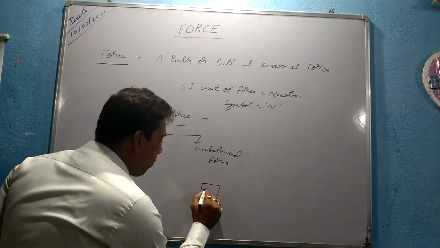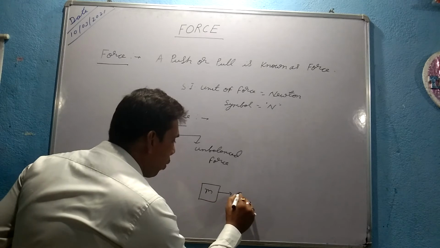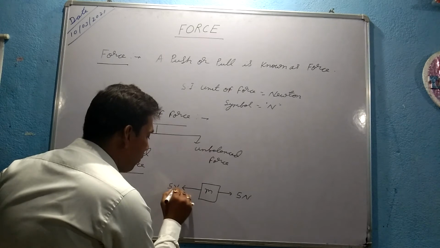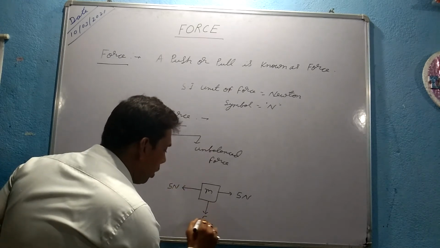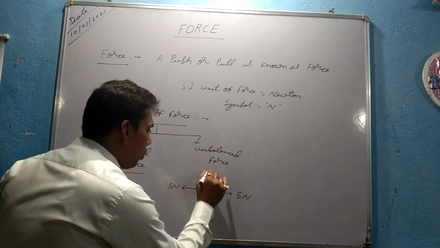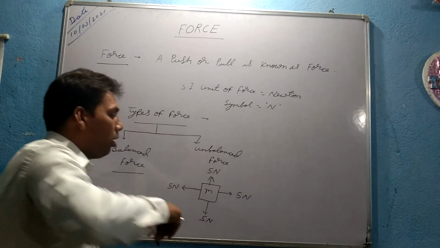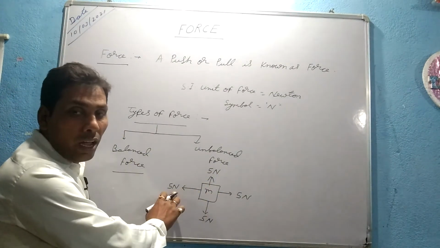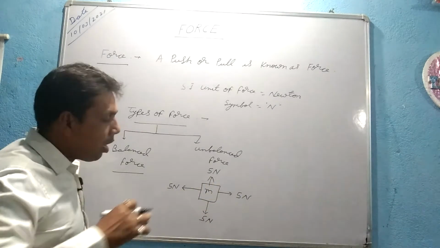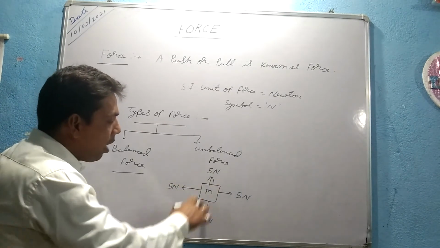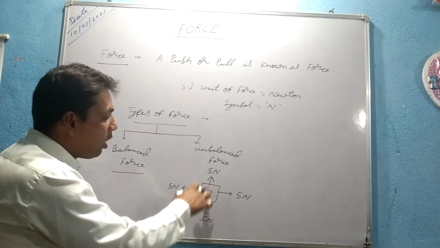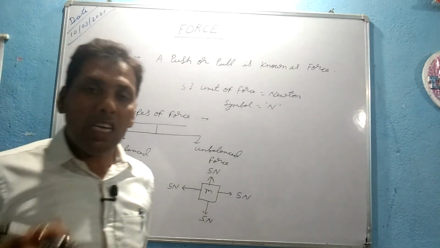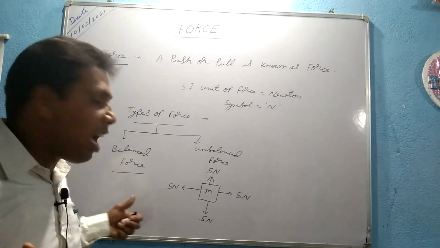Okay. Now I will give one example. This is a body of mass m. If we apply the force of 5 Newton from this side and 5 Newton from this side, 5 Newton from this side and also 5 Newton from this side, then here this force is cancelled by this. Why? Because equal and opposite forces. Okay. And uppermost force is cancelled by lower. This one is also equal and opposite. So here sum of all forces, resultant of all forces is equal to 0. So it is known as balance force.